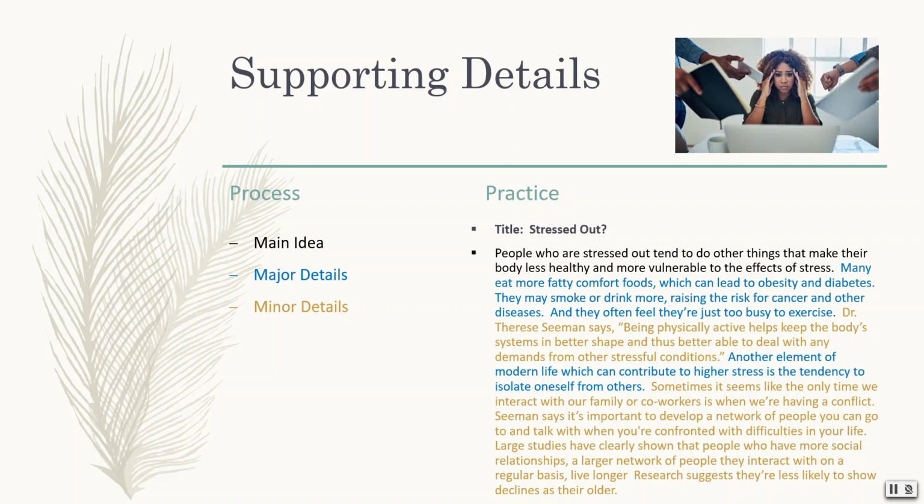Now, when you're reading, if you can just really target that main idea and then look for those sentences that give the direct support to the main idea, you really do understand the author at that point. Even if you don't remember the minor details, I think we could walk away from this passage knowing that stress is causing havoc in our bodies, and it causes us to eat fatty foods, to drink or smoke, to not get exercise, and the tendency to isolate ourselves. And there you have it. You have what the author is trying to tell you.